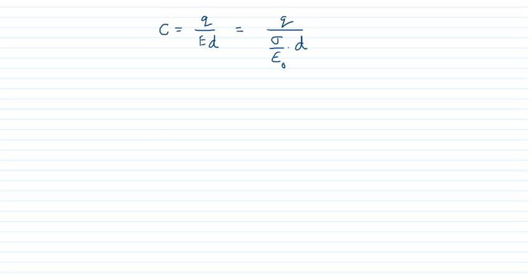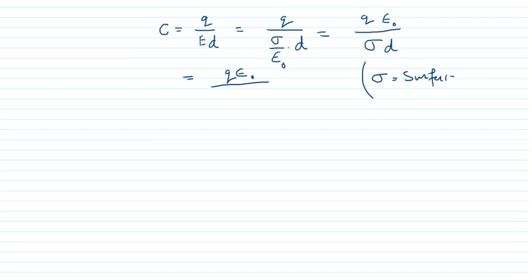So C is equal to Q epsilon naught upon sigma into d. Now in Q epsilon naught upon sigma d, what is sigma? Sigma is surface charge density.